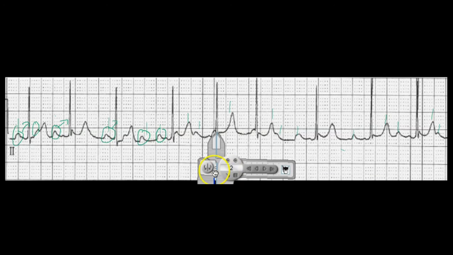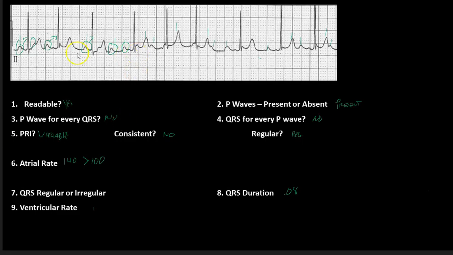Yeah, I can't get those top calipers in there. So it does look like that's at about 0.08. So we're just going to move those over here. And a ventricular rate: 1, 2, 3, 4, 5, 6, 7, 8, 9. So our ventricular rate here is sitting at 90.